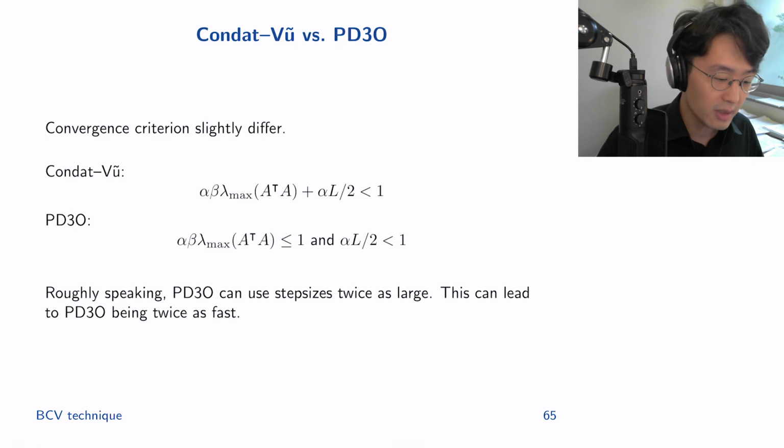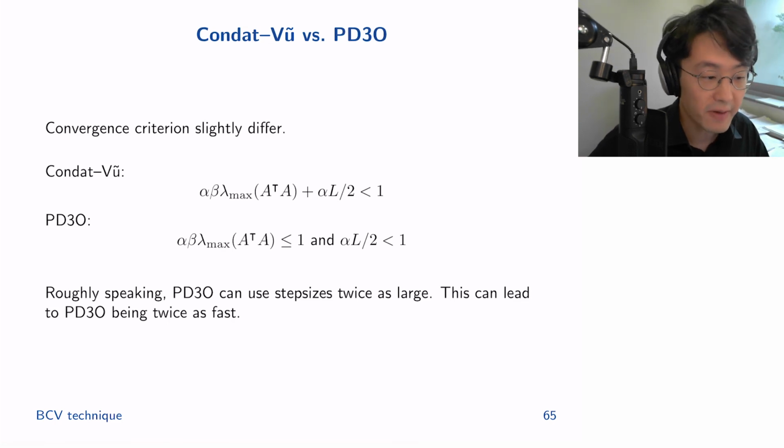Roughly speaking, because PD3O allows the two terms individually to be less than or equal to 1, PD3O accommodates step sizes that are roughly twice as large. And in some cases, this difference does lead to PD3O being roughly twice as fast as Condat-Vu.